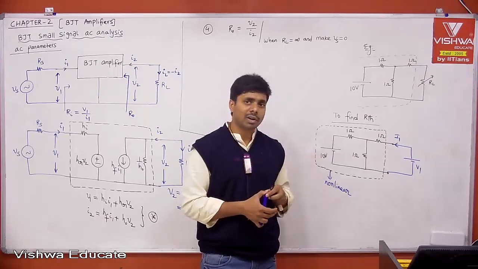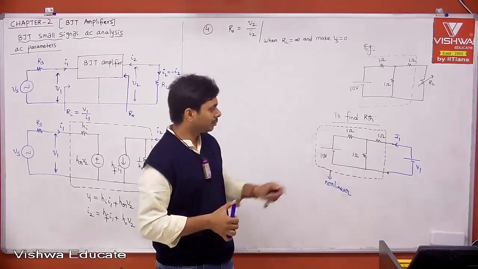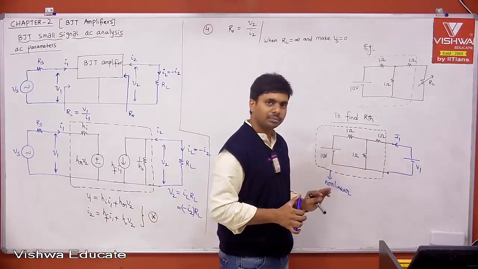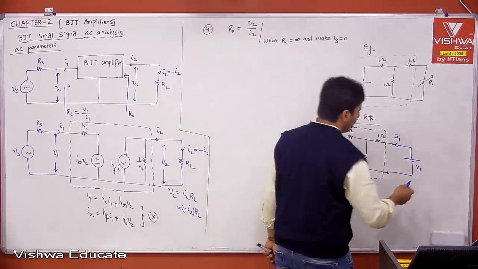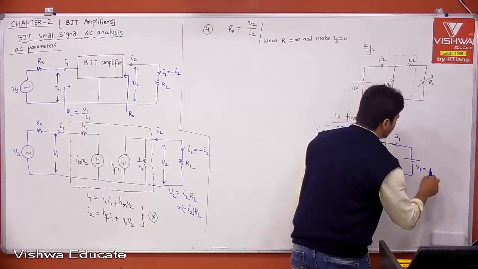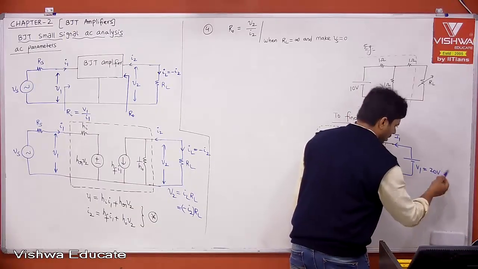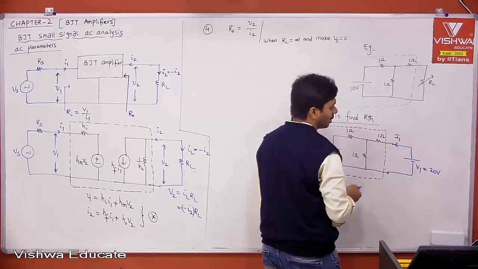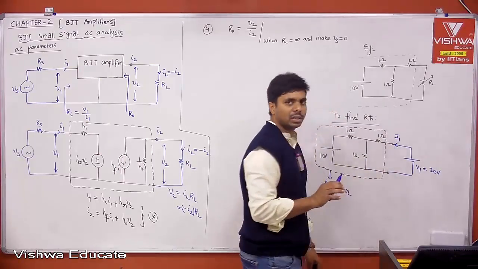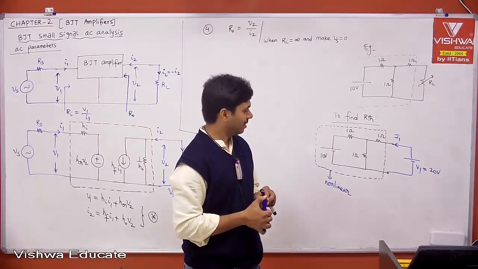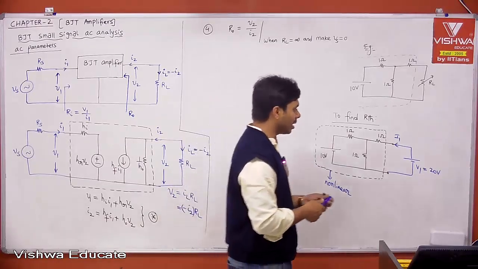But I can clarify in a different way also. For example, if I say this is a black box for me, I applied V1. Maybe for your understanding, let me take V1 equal to some 20 volts. Then let's get I1. Then V1 by I1, that is not R Thevenin, right? Why? Let me explain.